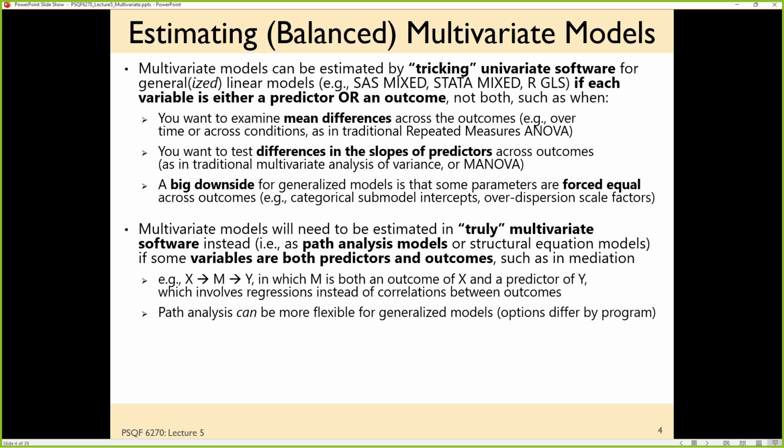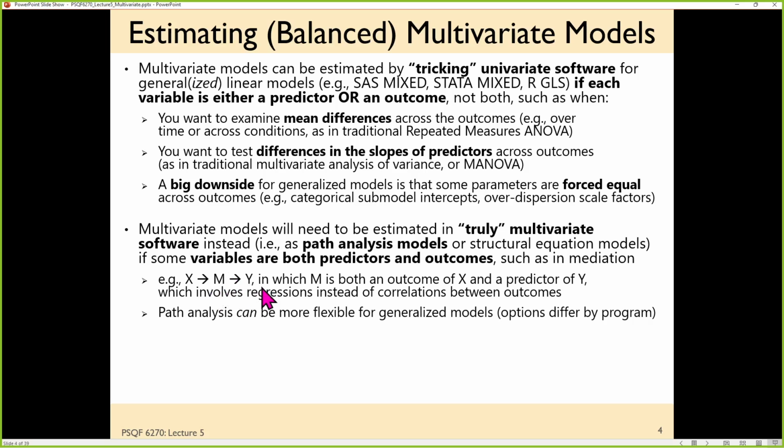So when would you need to do path models instead of tricking univariate software? Pretty much anytime you have a generalized model, but also situations in which your research questions dictate that a given variable is both a predictor and an outcome simultaneously. So when would that happen? The classic example is mediation. So if you have a hypothesis, say that treatment condition, treatment versus control as my X, is going to help differentially improve parent whatever, and improvements in that parent whatever are going to trickle down and improve child whatever.